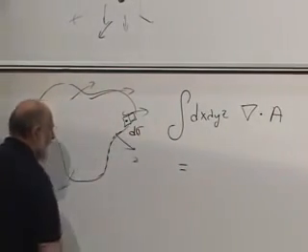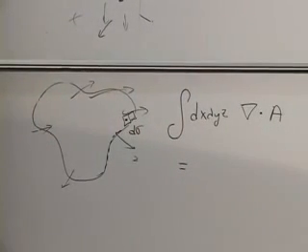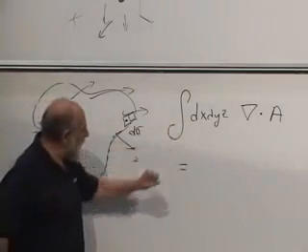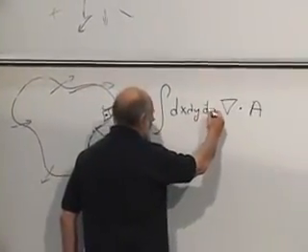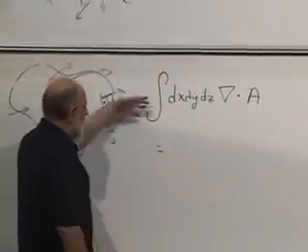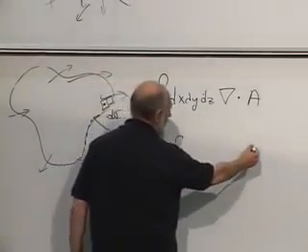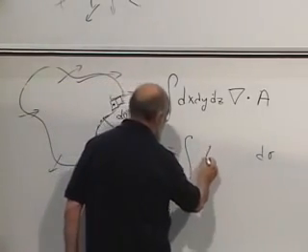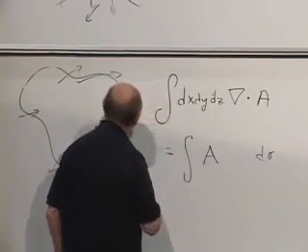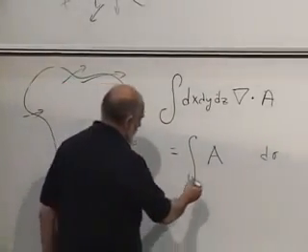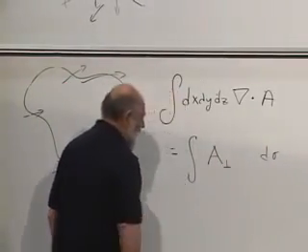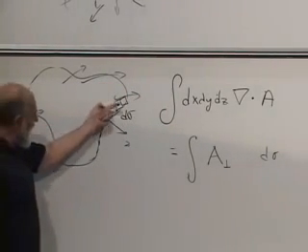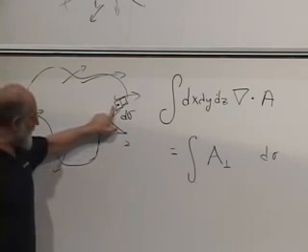d sigma. D sigma, sigma stands for surface area. Sigma is the Greek letter sigma, it stands for surface area. This three-dimensional integral over the interior here is equal to a two-dimensional integral, d sigma, over the surface, and it is just the component of A perpendicular to the surface. Let's call it A perpendicular to the surface, d sigma. A perpendicular to the surface is the amount of flow that's coming out of each one of these little boxes.